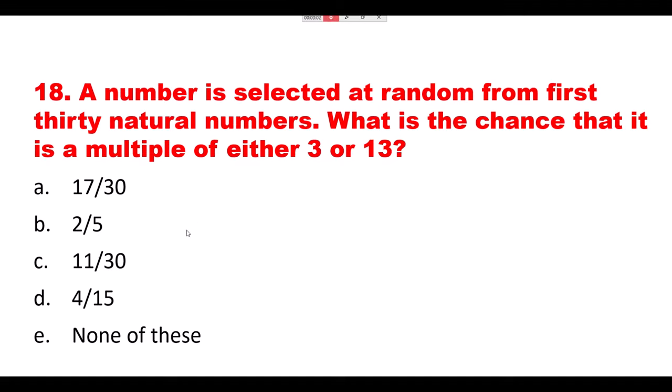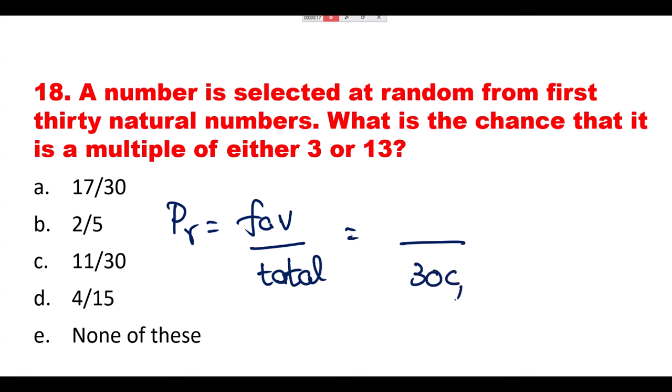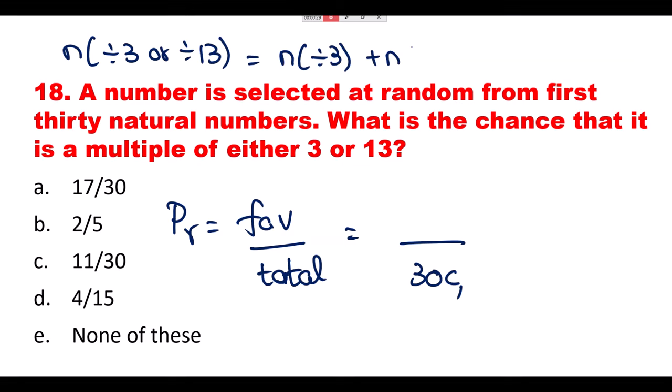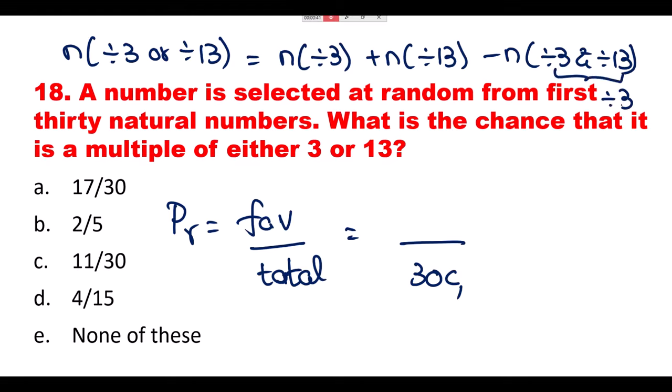30 natural numbers, probability is favorable out of total. We need to worry about favorable. Total is out of 30, you are picking a number. Favorable out of total. So what is favorable? Number which is divisible or multiple of 3 or multiple of 13. So how many are divided by 3? How many are divided by 13 in that 1 to 30 zone? Minus divided by 3 and 13. Divided by 3 and 13 is nothing but 39. Okay, no number in that range is divided by 39, so it will be 0.